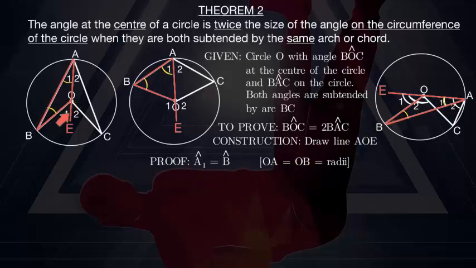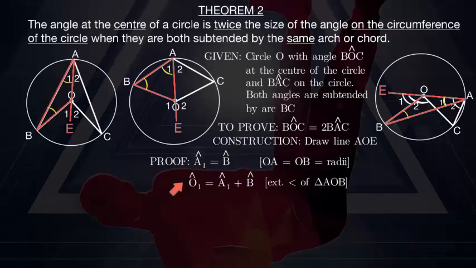Well, because OB and OA for each one of our figures are the radii of this circle. So we can simply see that this red triangle in each of our figures is isosceles. So we can write angle A1 is equal to angle B because OA equals OB, both are radii.